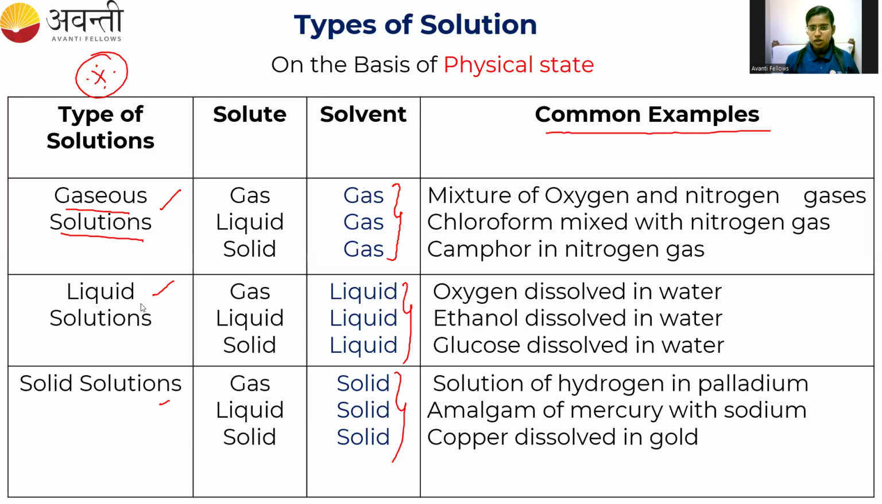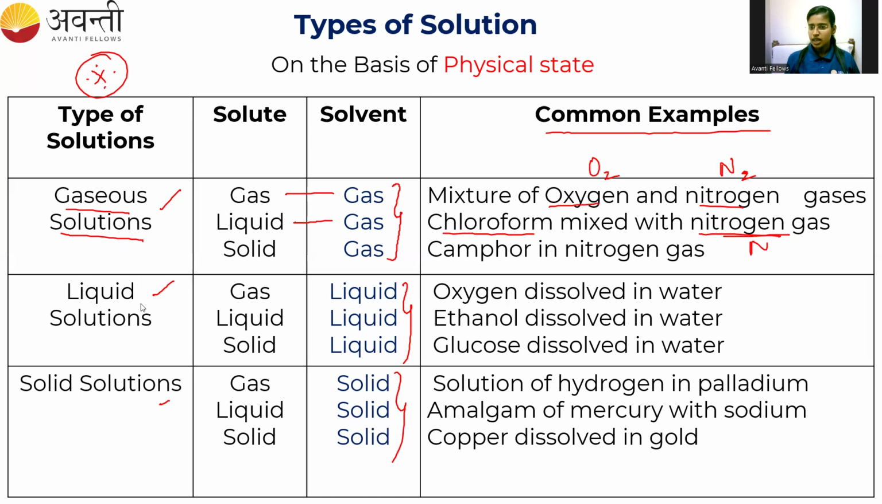So first let me go with gas and gas. Here the example is the mixture of oxygen and nitrogen. Both are gases, right? O2 and N2. Oxygen is a gas, nitrogen is also a gas. So gas and gas. The second one is liquid and gas. The example is chloroform mixed with nitrogen gas.